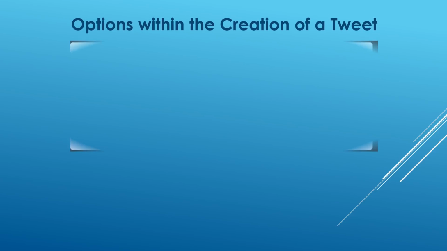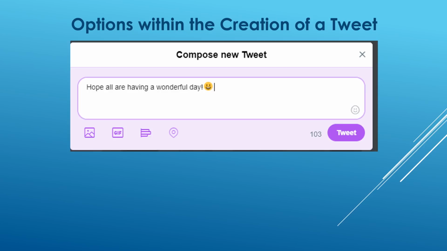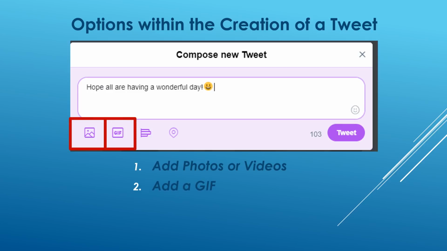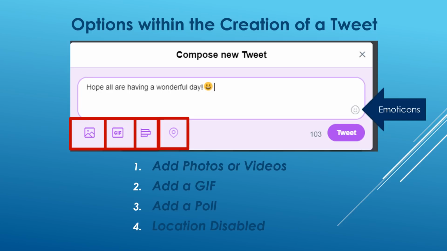Options with creating a tweet. If you look below the compose new tweet box, you're going to see that you can add photos or videos. You can add a GIF. You can add a poll. And you can disable location. You'll notice that this tweet took up 103 characters. You also have your emoticons.